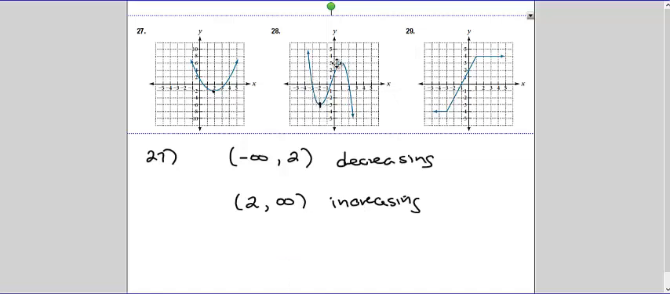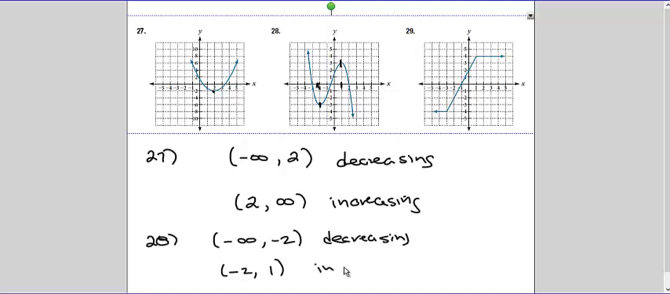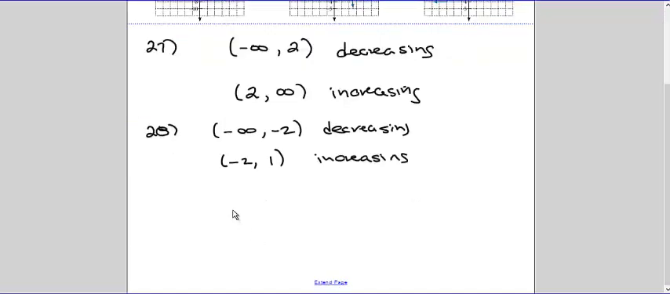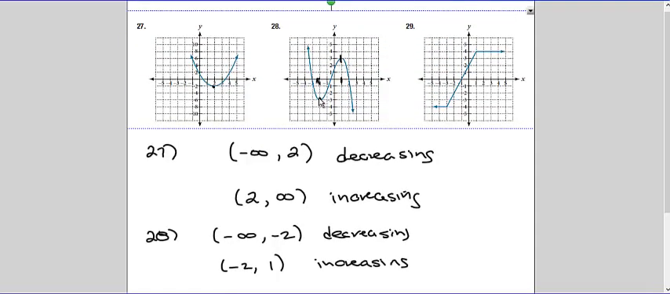Okay, now we have this, you can see this is kind of the boundary. So that's x equals negative 2, and x equals 1. So from this part, we will start at negative infinity. Negative infinity to negative 2, it's decreasing. From negative 2 to positive 1, it's increasing. And from 1 to positive infinity, it's decreasing. At the boundary points, it's neither increasing nor decreasing.